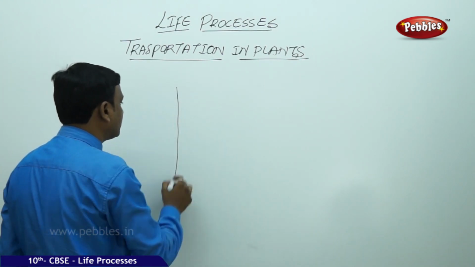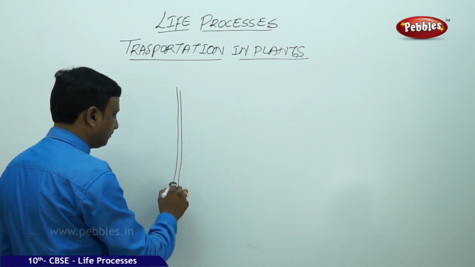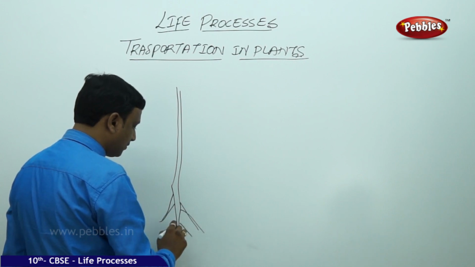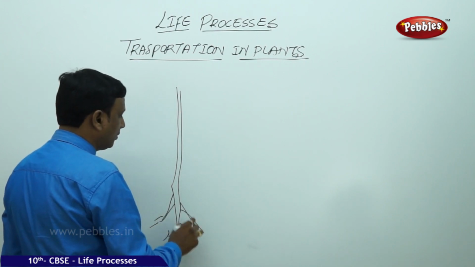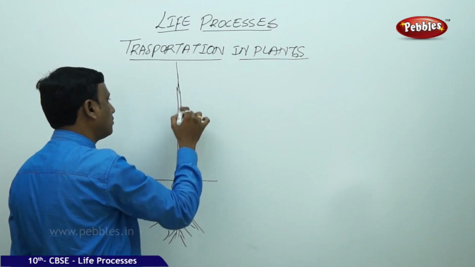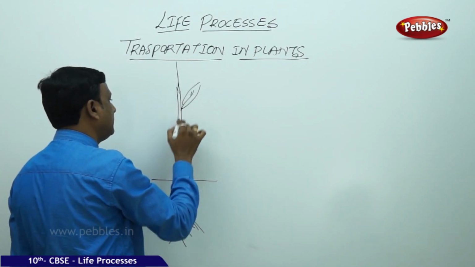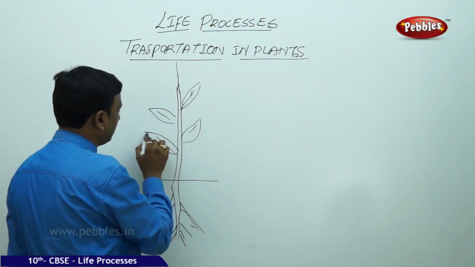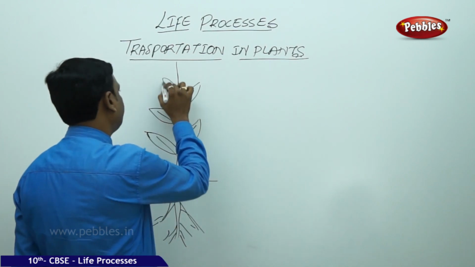If you see the body design of a plant, the plant basically has two major parts, shoot and root. The root is under the soil, and the shoot is above the ground, where you can see it grow the various parts, leaves like this.